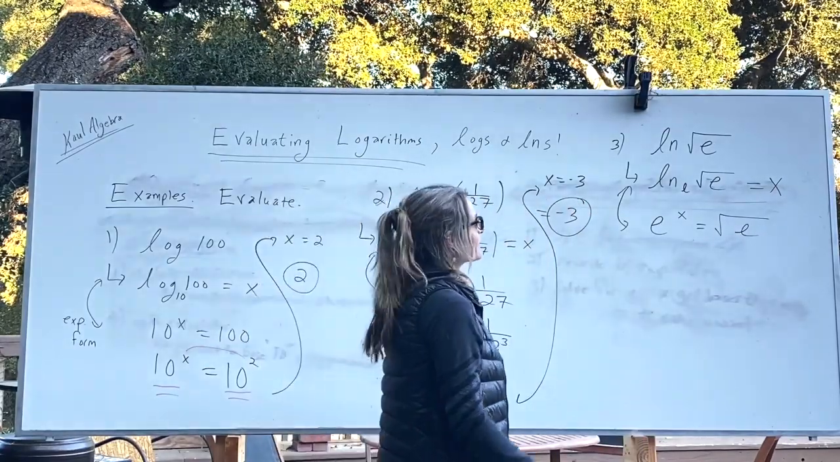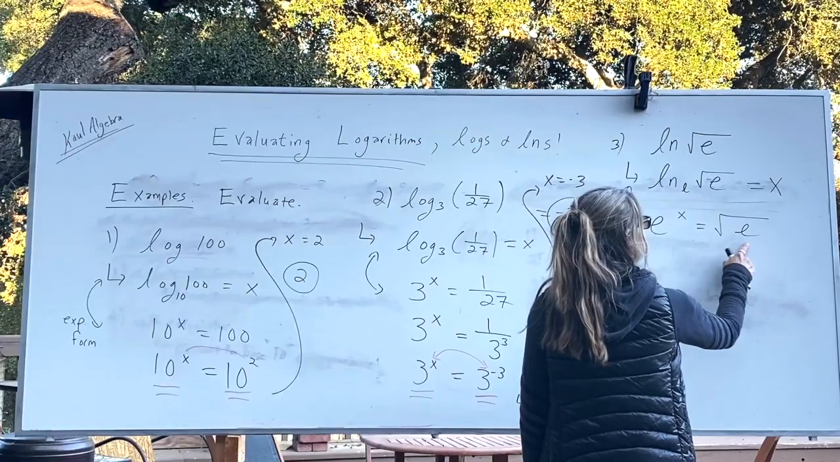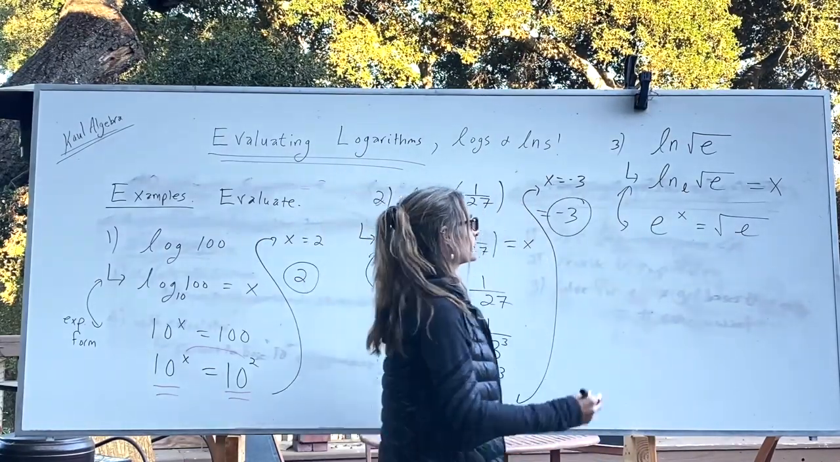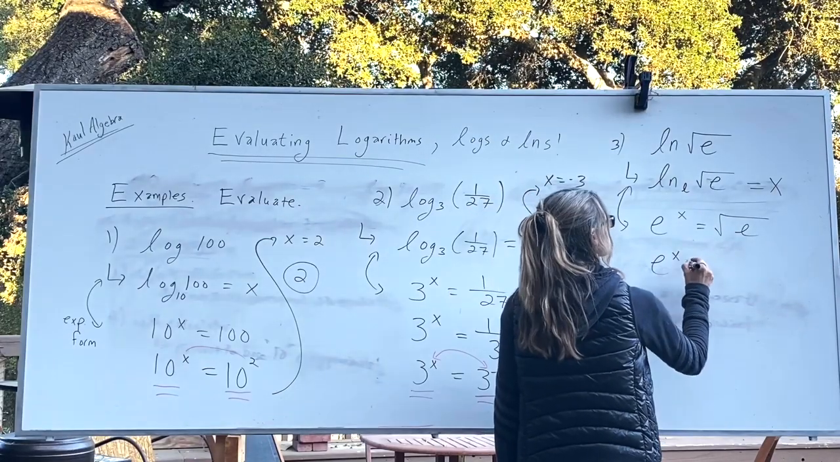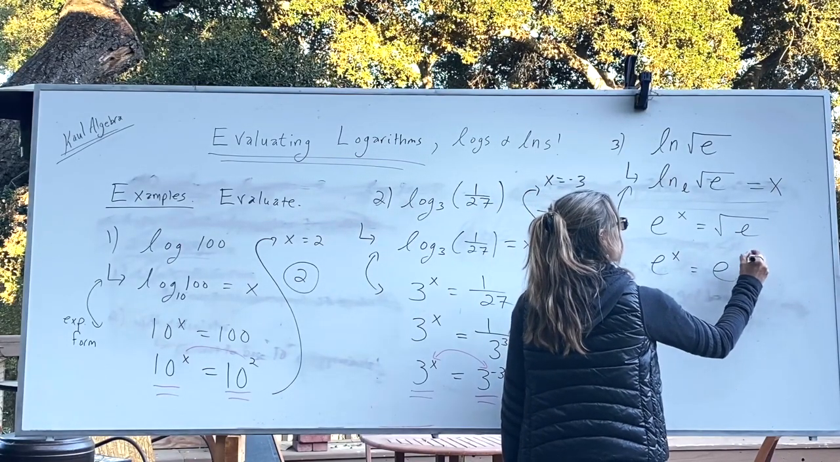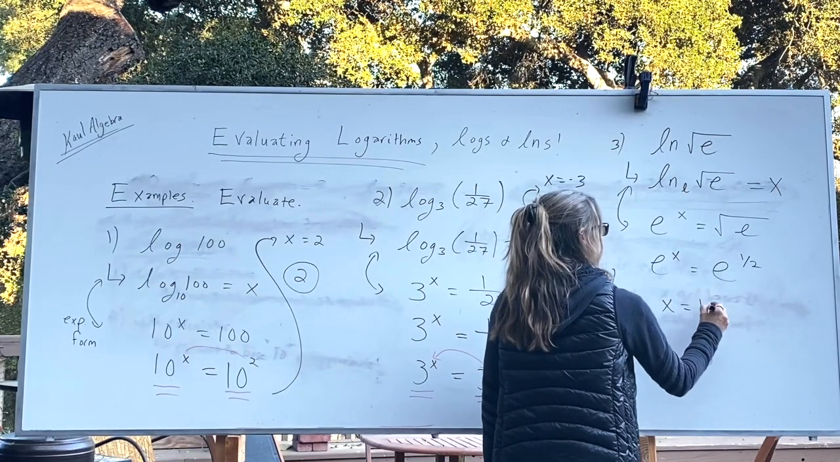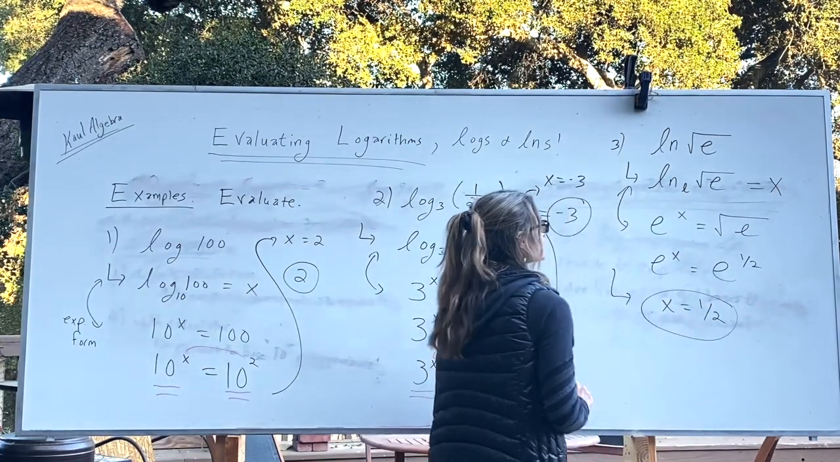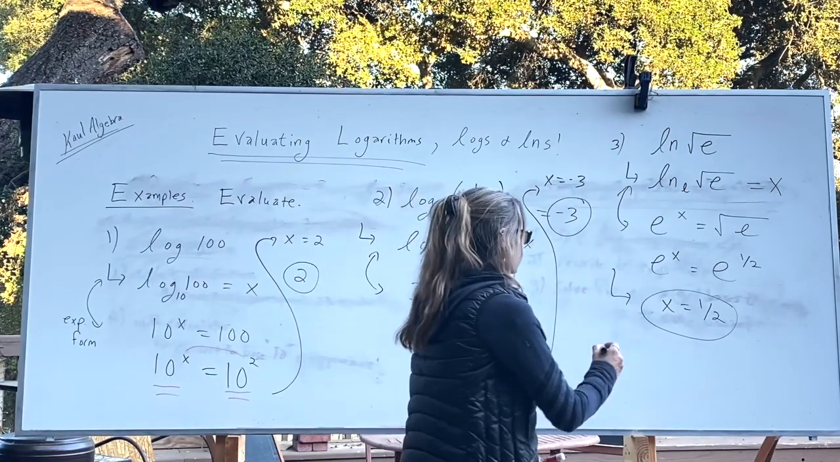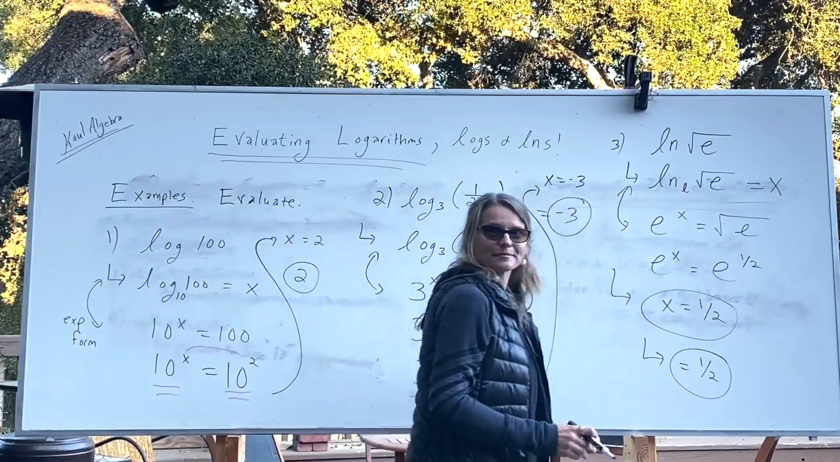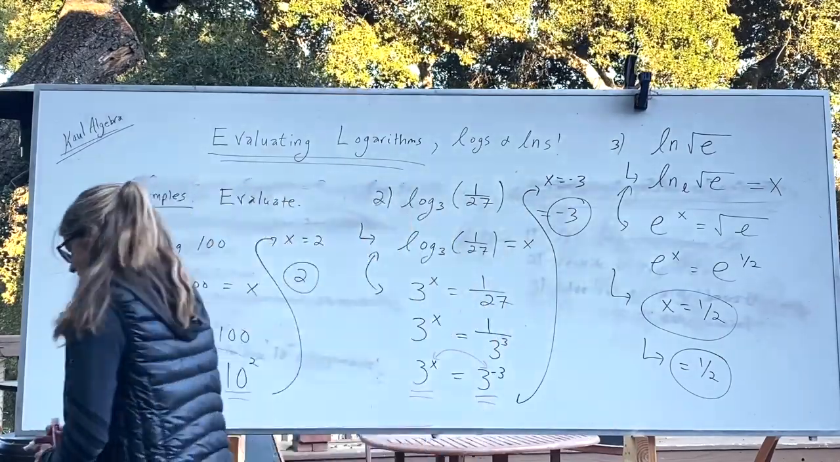And then my next step is to get the bases the same so that I could equate the exponents. So here I have e to the x equals e to the 1/2 power, which means that x must equal 1/2. So this whole expression equals 1/2. Great. Okay. A few more.